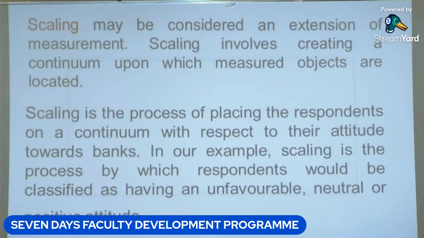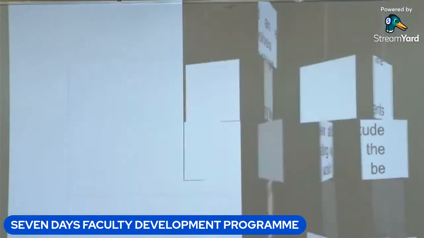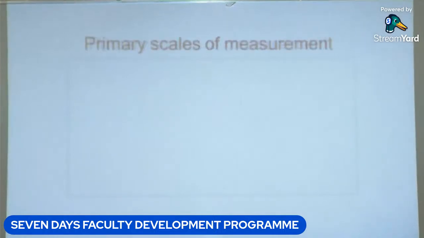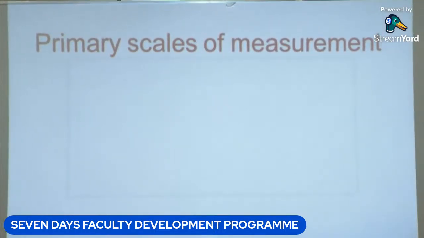So you have to locate, if the opinion is positive, then you have to locate him on this side. If it is unfavorable, then this side. If he or she is not willing to share the information, then he or she is neutral. So that's why scaling is a continuum where we have to locate the respondents in a specific place within that scaling process. So this is about defining the concepts of measurement and scaling.